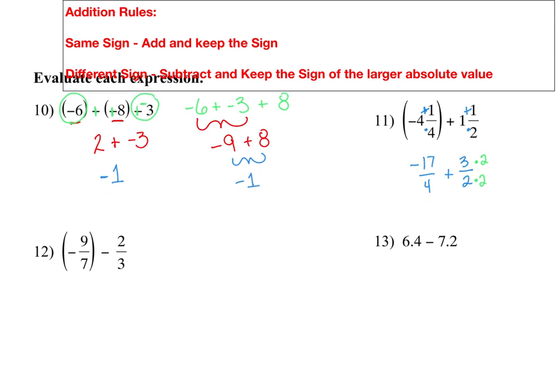All right. So I have -17/4 plus 6/4. Same sign or different signs? The same sign. Remember, when you're adding fractions, your denominator does not change once you have found the common denominator. So I just have to worry about the -17 and the 6. They're different signs. Subtract. What is 17 minus 6? It's 11, and it's negative because the 17 was negative.